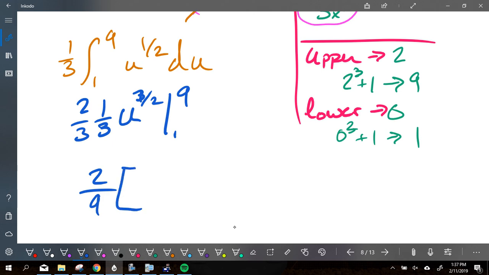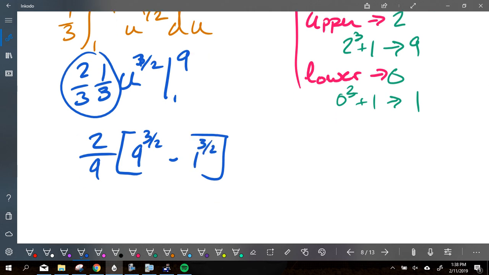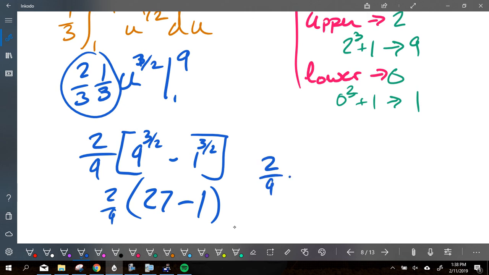And I am plugging in, and so it's 2/9 because of this part. u to the 3/2, so it's 9 to the 3/2 upper bound minus 1 to the 3/2. That's lower bound. 3/2 power, that is like square rooting it and then cubing it. 9 square rooted is 3. 3 cubed is 27. 1 to the 3/2, that's the square root of 1 is 1, and 1 cubed is 1. And so I get 2/9 times 26, or in other words, 52 all over 9.